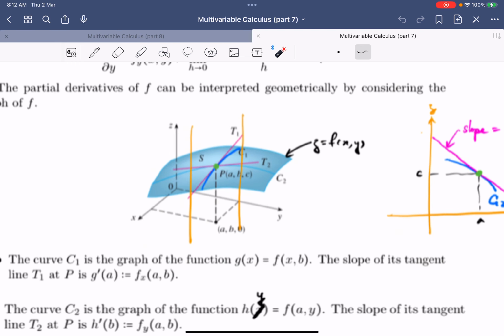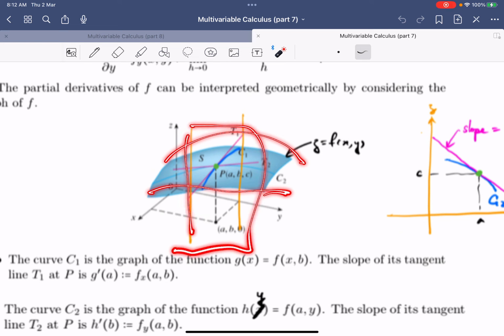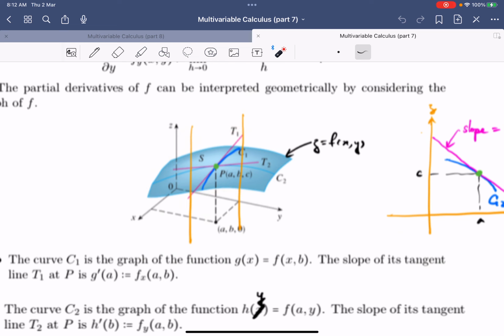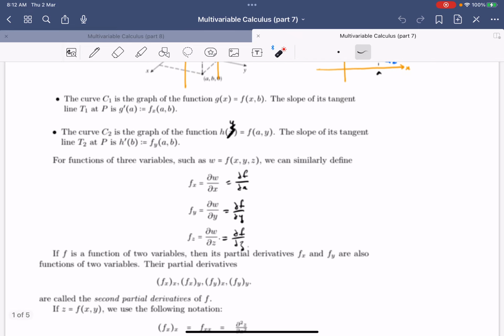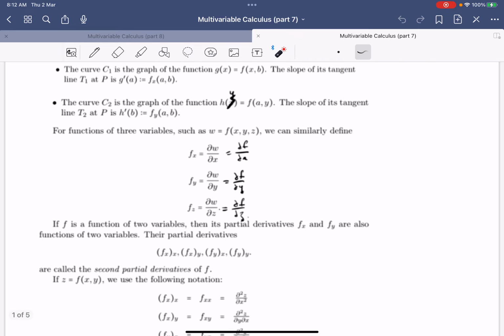Geometrically, it means that if you have a surface and you cut the surface with a plane parallel to the x or y axis and draw its curve, then you're basically finding the tangential gradient at that point. And you can extend this to three variables now, and it'll be similar.